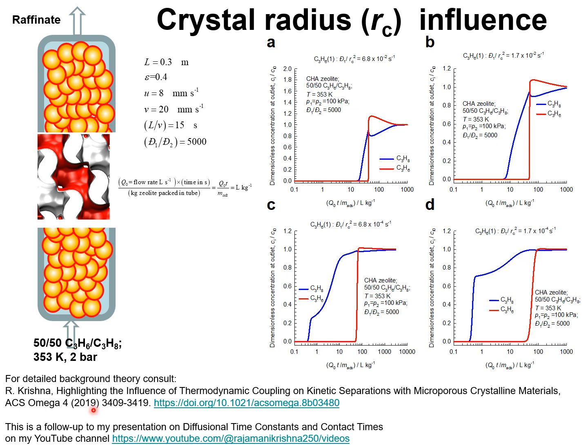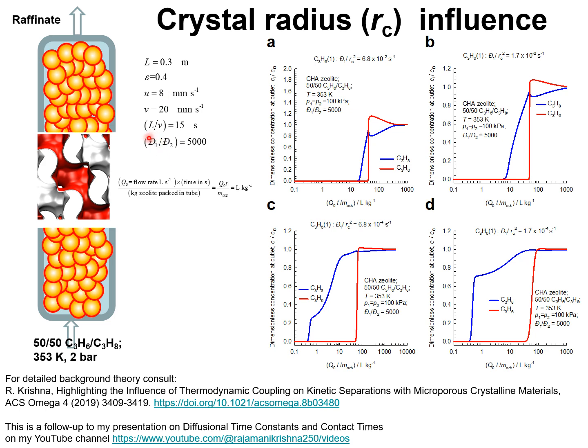2019. The material I'm going to present today is a follow-up to my presentation titled Diffusional Time Constants and Contact Times that is available for viewing on my YouTube channel. I consider a fixed bed adsorber with a length of 0.3 meters and the voidage of the packed bed is 0.4.